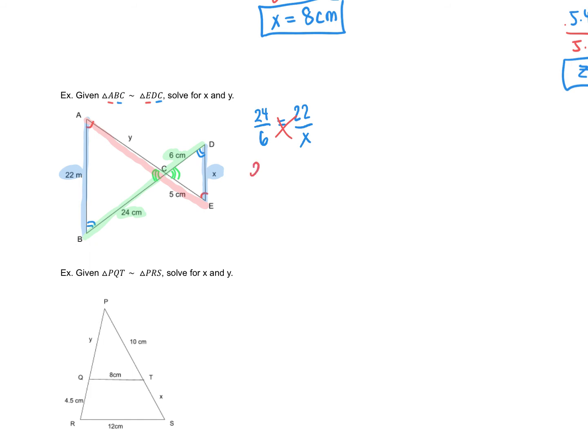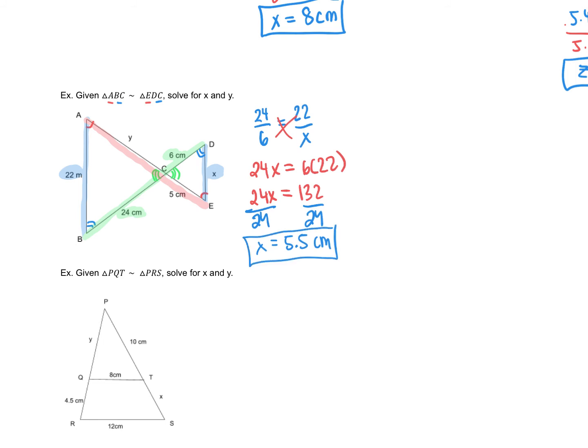Okay, so 24 is matched with the X and 6 is matched with the 22. So 24X equals 132, and then we can divide both sides by the 24. And when we do that, we get 5.5 centimeters for X. So if you got that, wonderful. If you didn't, just check to see where you went wrong.